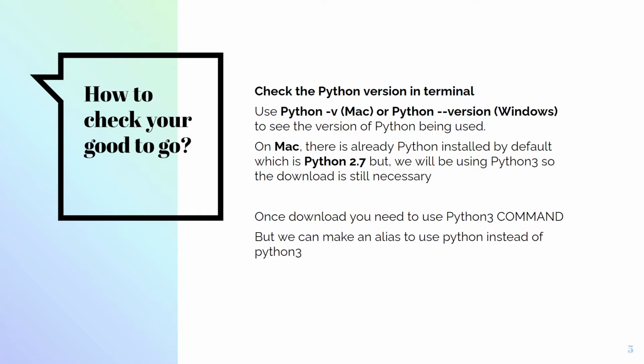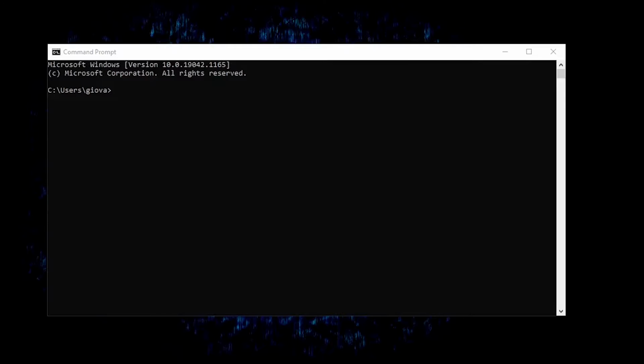Alright, so now that we have those two things, we have to check if we're good to go. To check the Python version in the terminal, if you have a Mac, you can use python -V, or if you're on Windows, you can use python --version. This should give the version of Python that you downloaded, so it can either be 3.9.7, or if you had an older version of Python already, it can be that version.